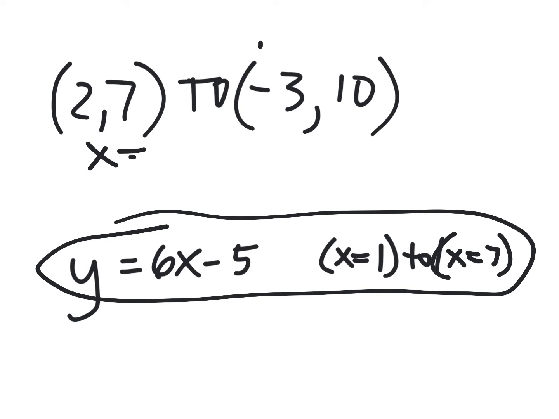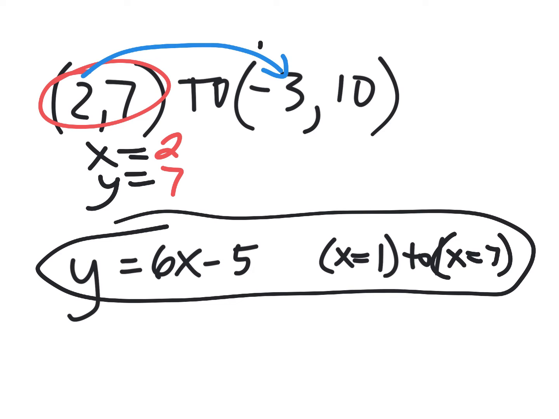You say x equals, and then y equals, and then you put the first point that you want, the 2 comma 7, you put that here. Then you talk about the change in x. X changed from 2 to negative 3. That went down, as in minus 5.